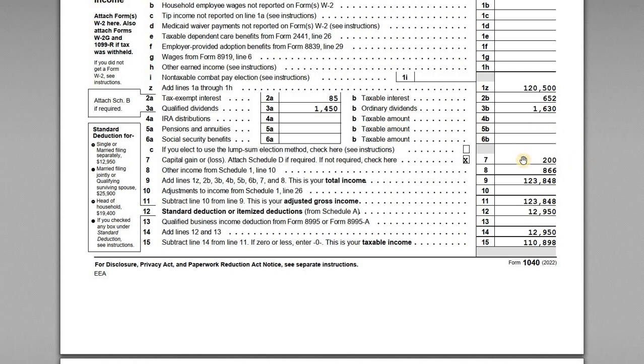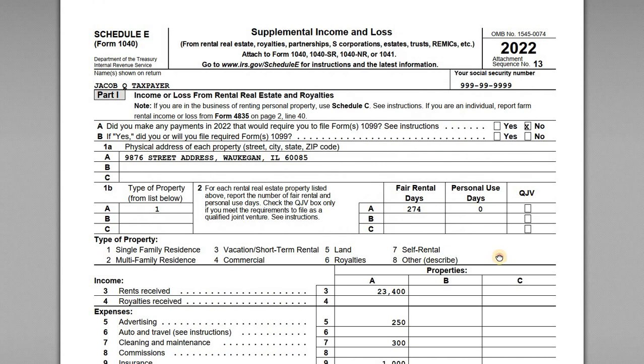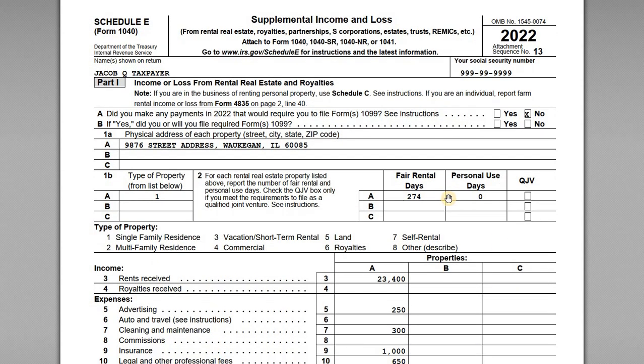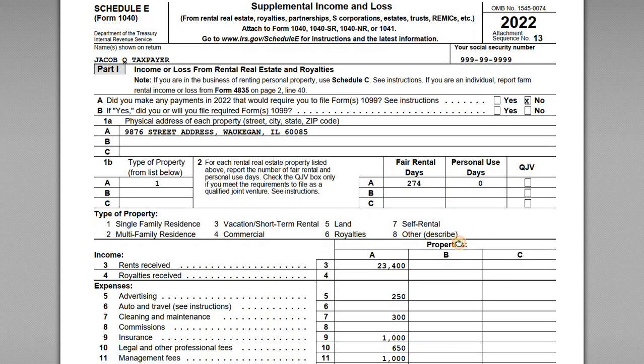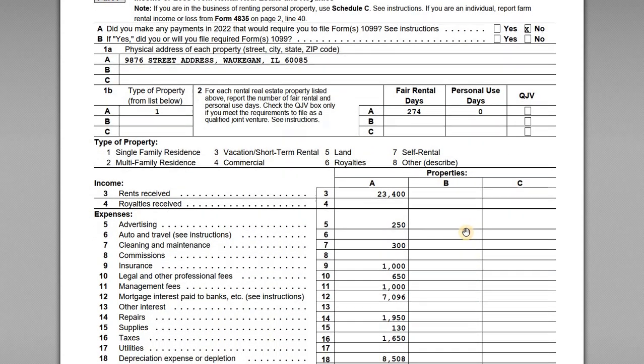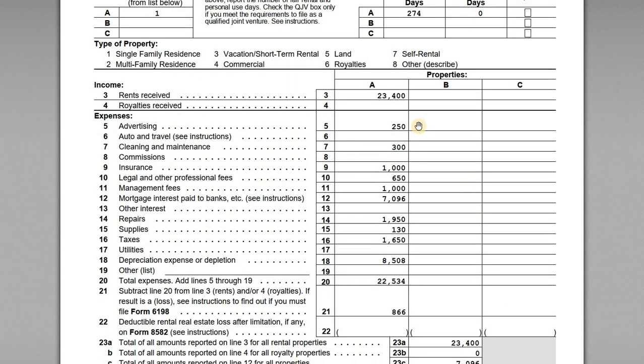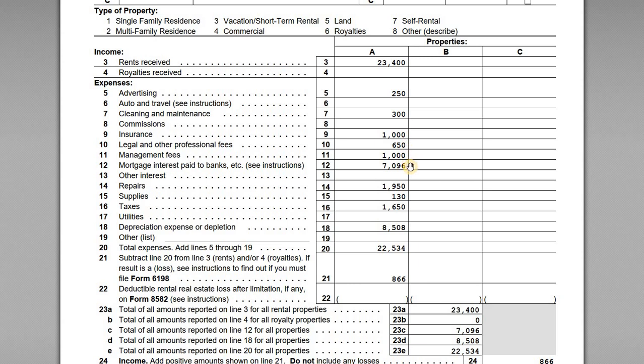We have the capital gain distribution amount of $200 on line 7, and then the net rental real estate income is flowing through from line 8. If we go look at the Schedule E, Schedule E was completed to report the rental real estate income and expenses. We can see here that the rents are reported on line 3, and all the various expenses that Jacob was able to claim. And then the amount of depreciation claimed for the year, $8,508.